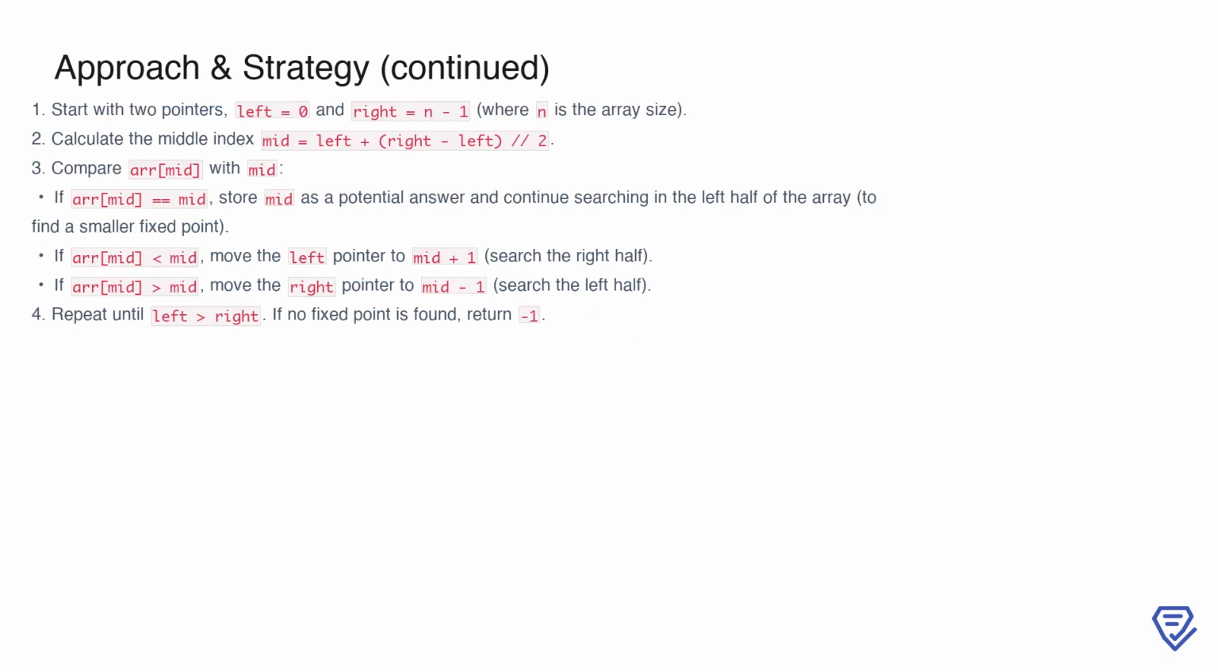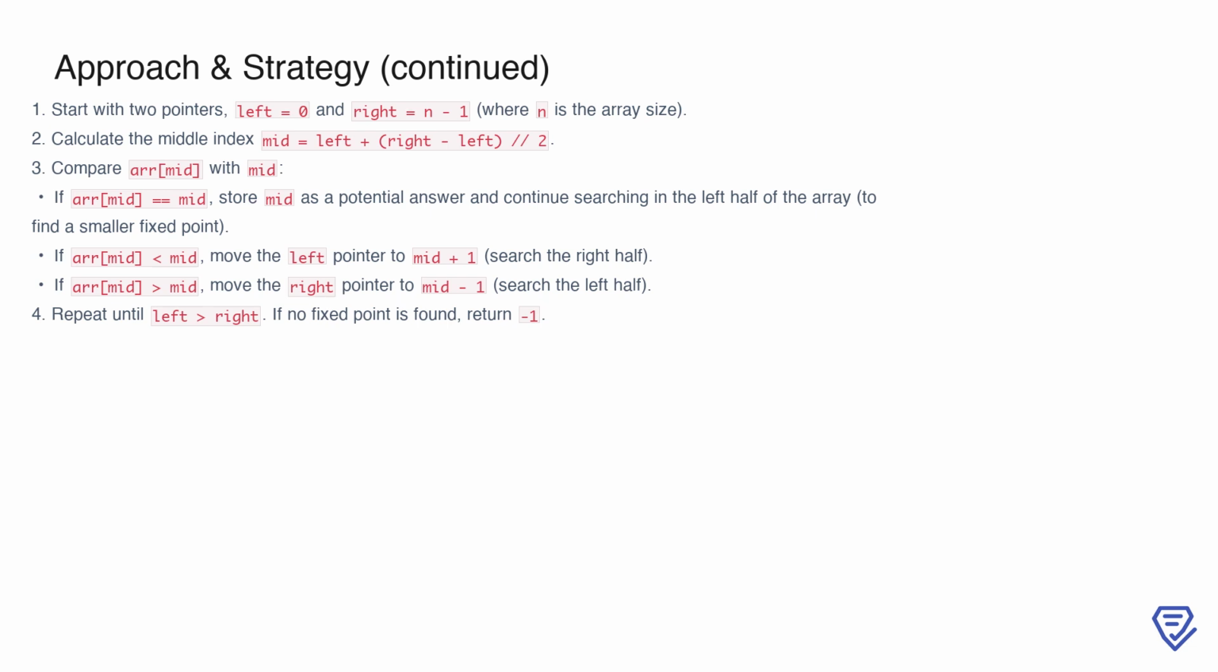The binary search algorithm for this problem starts by initializing two pointers, left, set to the beginning of the array at index 0, and right, set to the last index, n-1. We then calculate the middle index as mid equals left plus (right minus left) // 2. From here, we compare the value at mid with the index mid. If arr[mid] equals mid, this means we have found a fixed point. However, since we are tasked with finding the smallest fixed point, we store mid as a potential answer and continue searching in the left half of the array to see if a smaller fixed point exists.